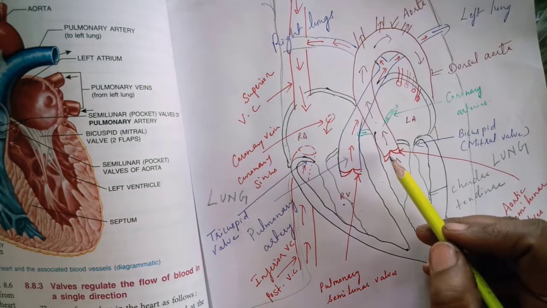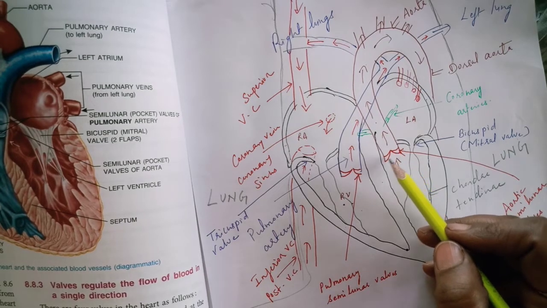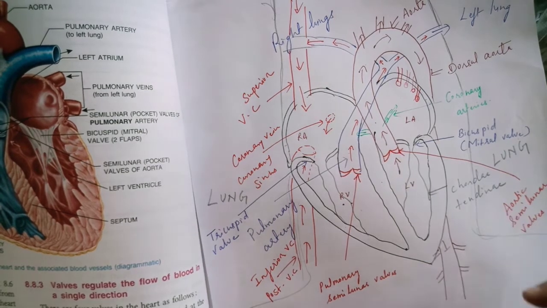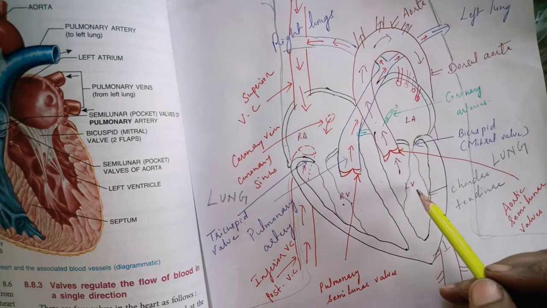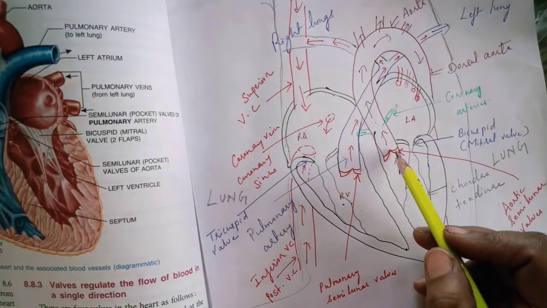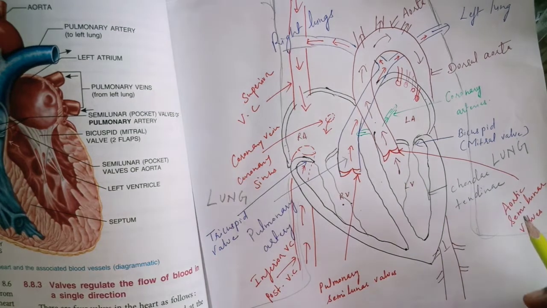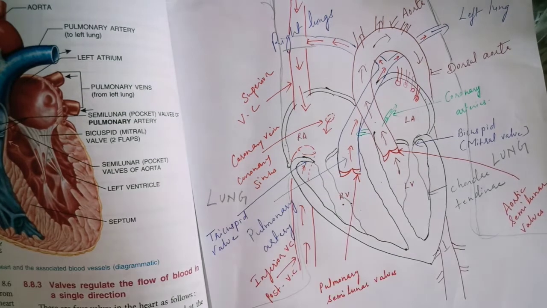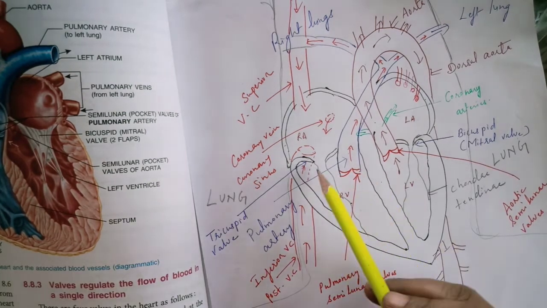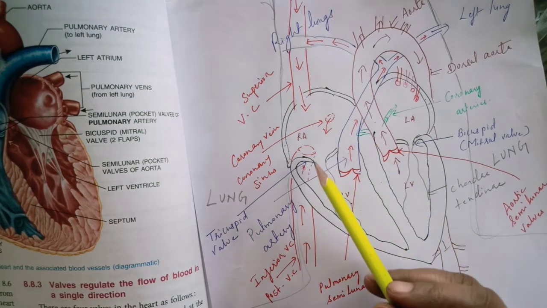Similarly, we find two semilunar valves, or two cup-shaped valves, present at the junction where the left ventricle opens into the aorta, and so these two semilunar or pocket-like valves are known as the aortic semilunar valves. Now students, what is the importance of these valves present at these four positions?